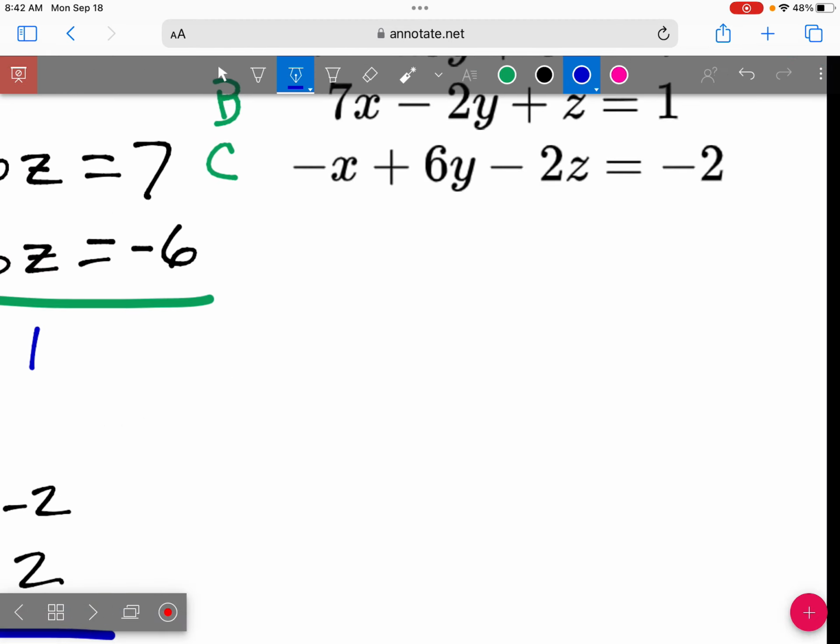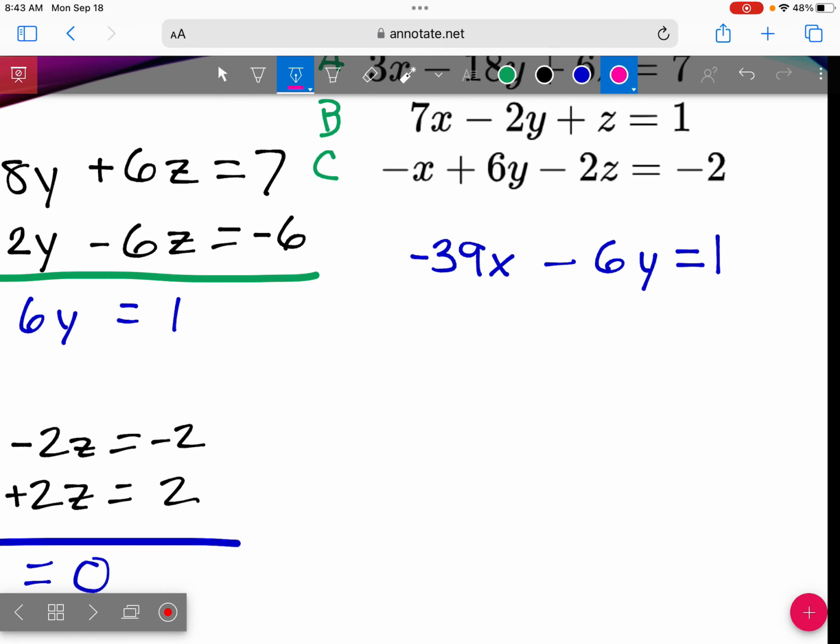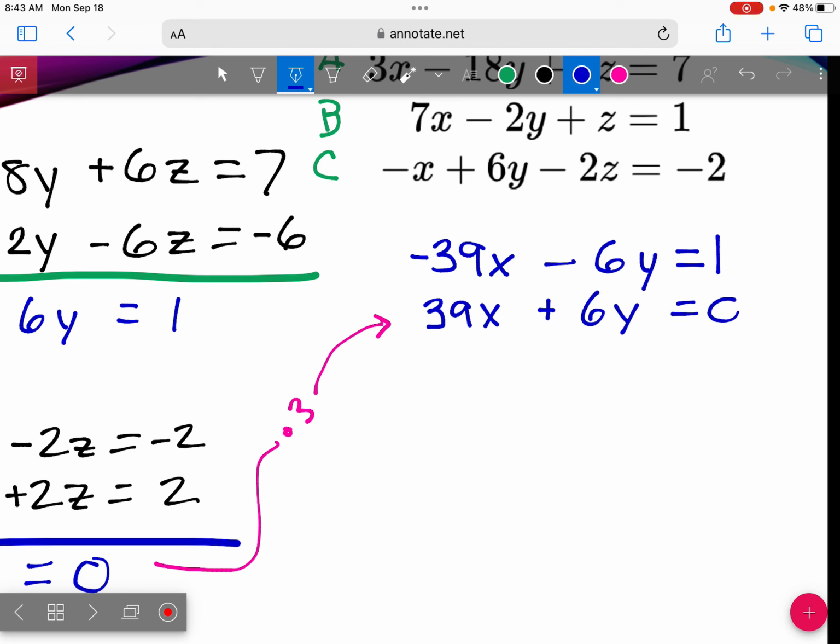So I'm just going to bring this guy over. So we get minus 39x minus 6y equals 1. We have a +2 and a -6, so we just need a +3. So I'm going to take this guy up here times 3, put it right there. So 13 times 3 gives us +39x plus 6y equals 0.